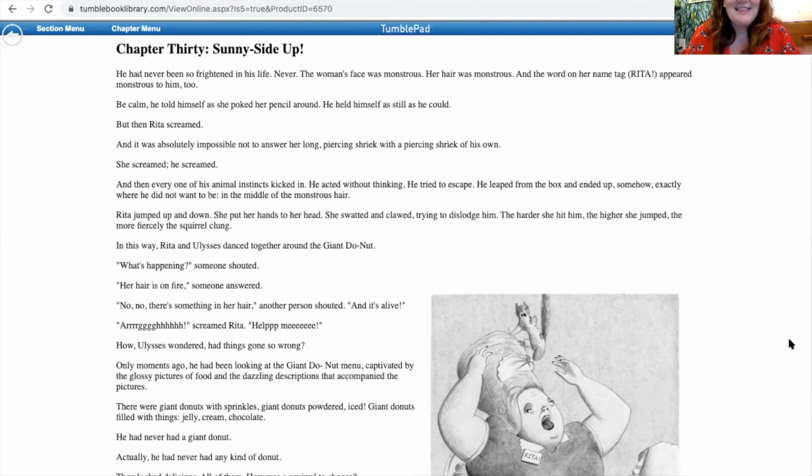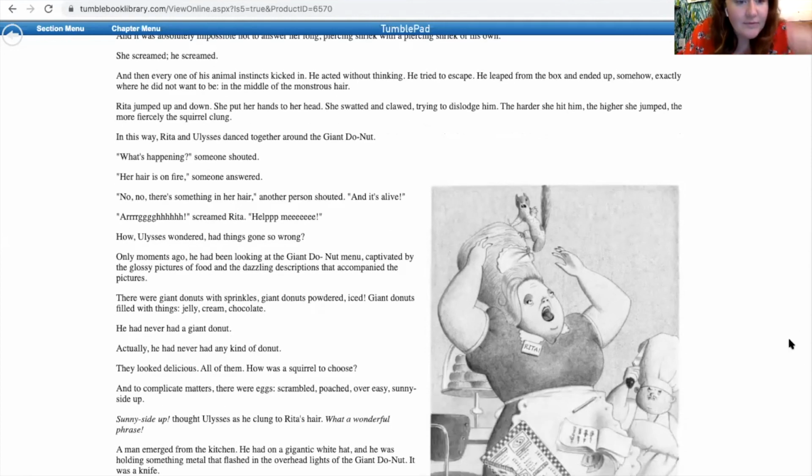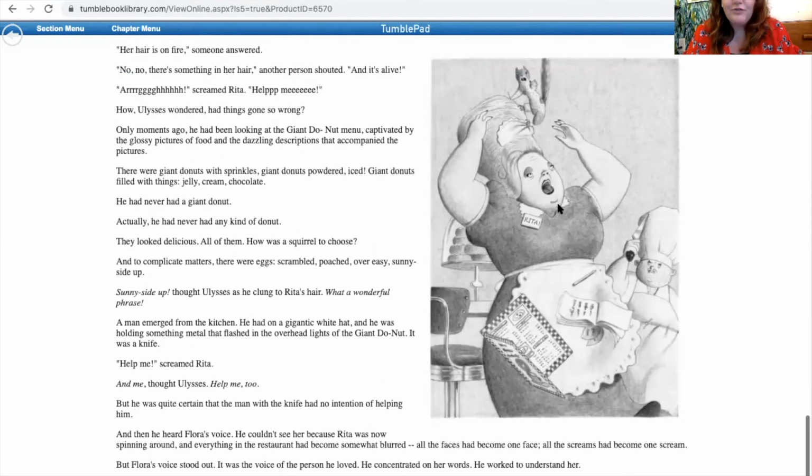How, Ulysses wondered, had things gone so wrong? Only moments ago, he had been looking at the giant donut menu, captivated by the glossy pictures of food and the dazzling descriptions that accompanied the pictures. There were giant donuts sprinkles, giant donuts powdered, iced, giant donuts filled with things, jelly, cream, chocolate. He had never had a giant donut. Actually, he had never had any kind of donut. They looked delicious, all of them. How was a squirrel to choose? And to complicate matters, there were eggs, scrambled, poached, over easy, sunny side up, thought Ulysses as he clung to Rita's hair. What a wonderful phrase.